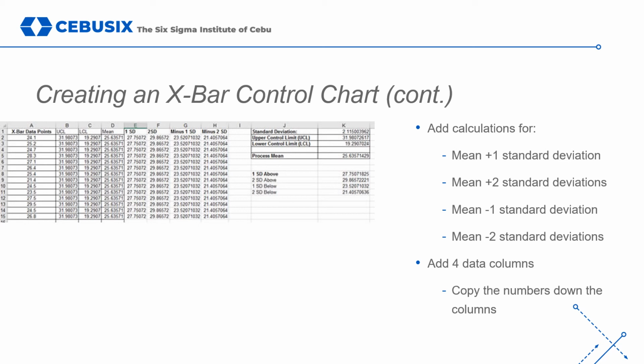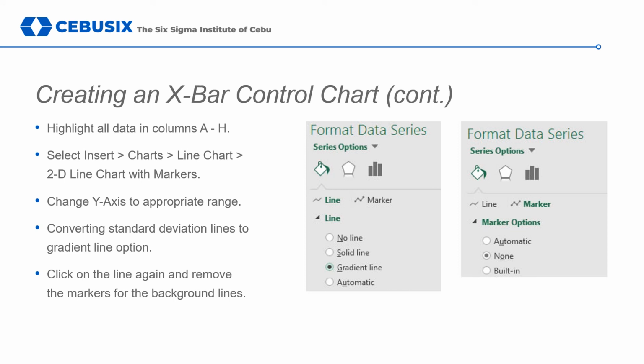Enter into the first row of column E equals $K$8, of column F equals $K$9, of column G equals $K$10, and of column H equals $K$11, and copy all of those to the rows below. This time, we want to highlight all of the data that is in columns A through H, including the headers. Then once again, we will select the Insert tab from above the ribbon and choose the two-dimensional line chart with markers.